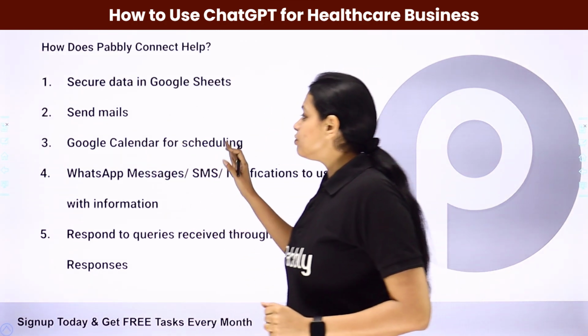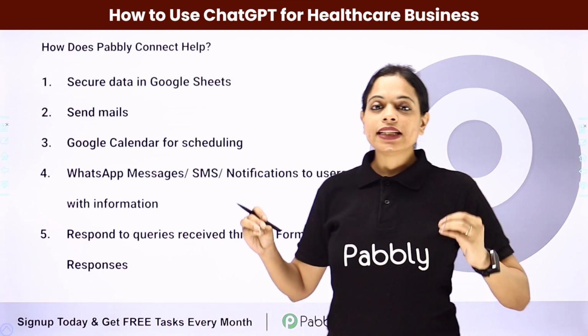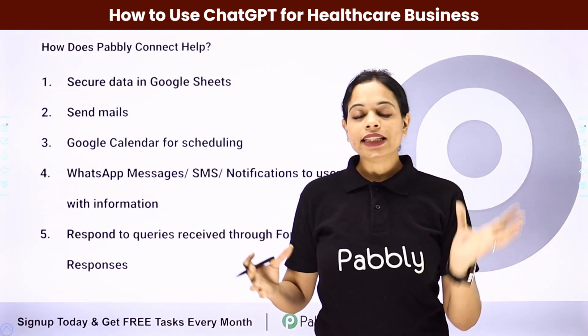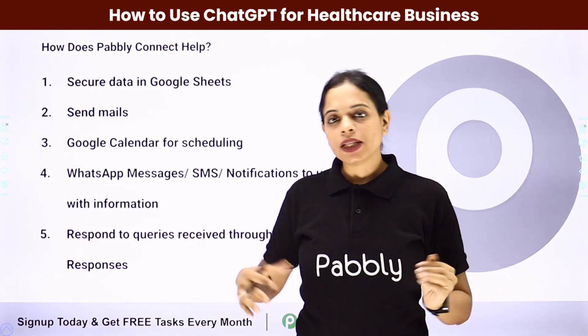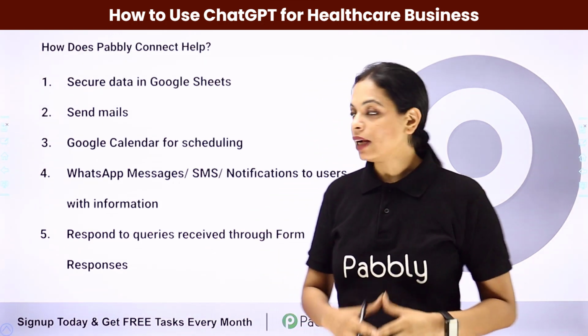Next is Google Calendar for scheduling. So when I say that you can schedule everything, just integrate ChatGPT with Google Calendar, and then if you want to send a mail, again you can connect it with an email platform.